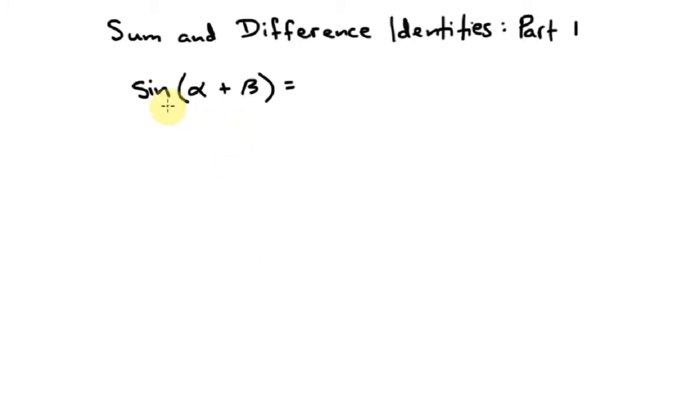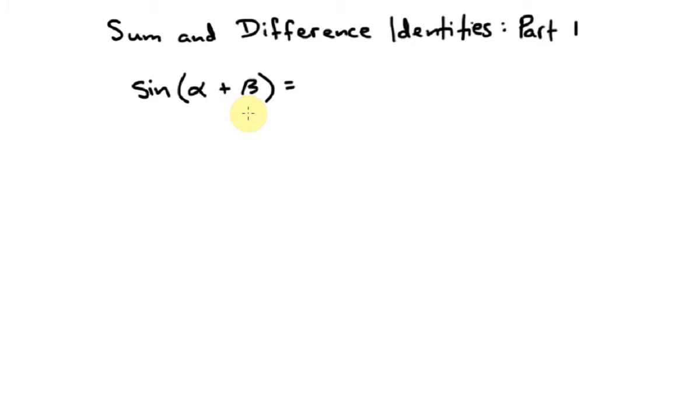What we're talking about here is suppose you had the sine of, for example, something plus something else. By the way, if you haven't seen this, this is alpha. I know it looks like a little fish, but it's supposed to be alpha and beta, and it's just like x and y. They're just Greek variables.